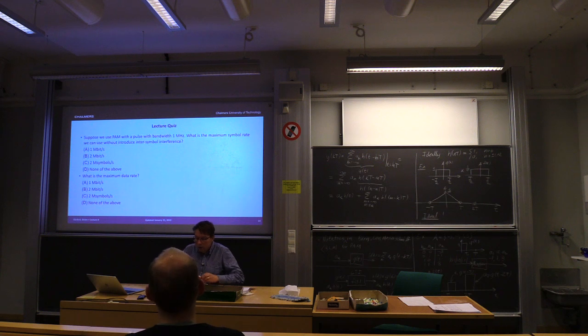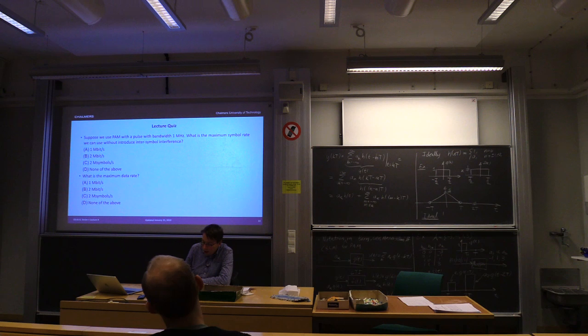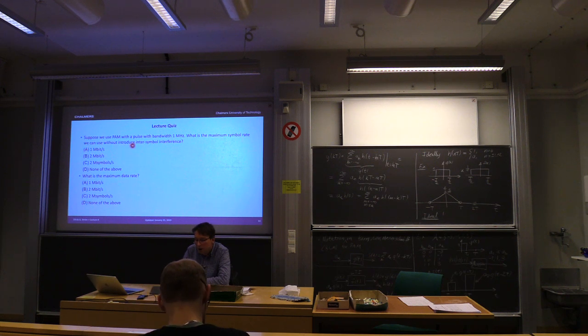Okay, now, so lecture quiz. Suppose we have pulse amplitude modulation. Okay, we have a pulse that has a bandwidth of 1 megahertz. Okay, what is the maximum symbol rate we can use without introducing inter-symbol interference? Okay, maximum symbol rate, bandwidth 1 megahertz, pulse amplitude modulation. So I'll give you 10 seconds to think about this.